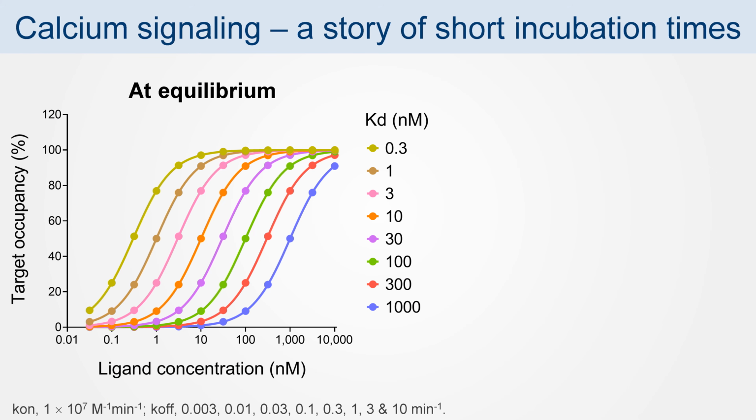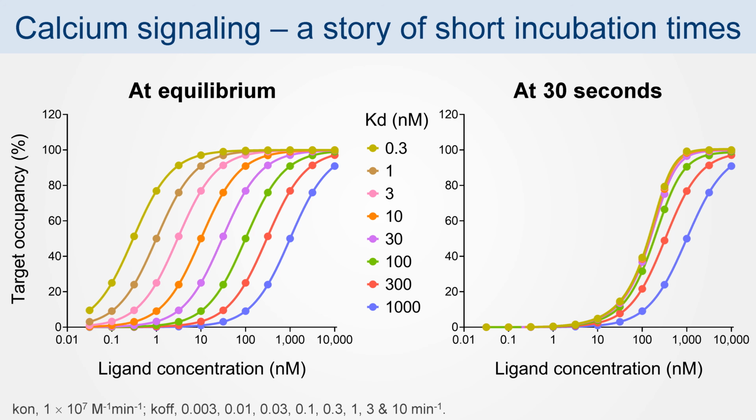We can explore this effect using simulations. Here we have an assay for 8 different compounds with a range of affinity, with the KD ranging from 0.3 nanomolar to 1 micromolar. In this experiment, the assay has reached equilibrium, and clearly we can distinguish between the compounds here on the graph.